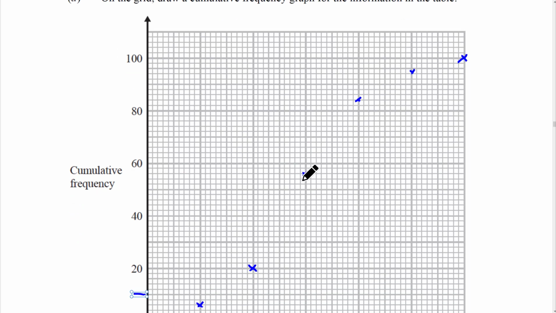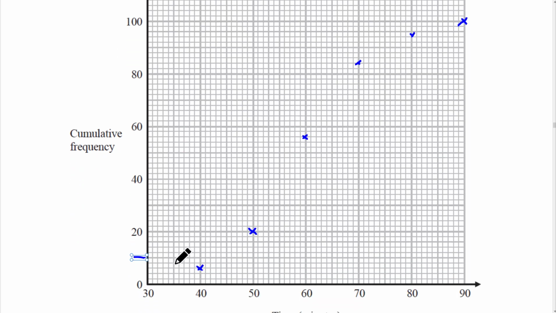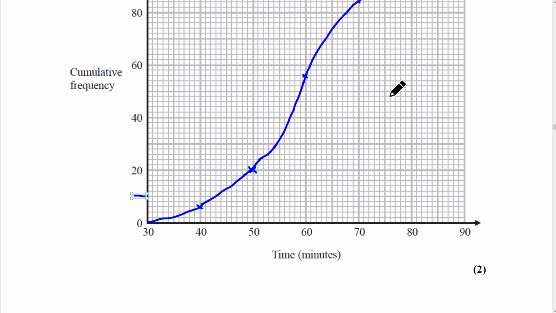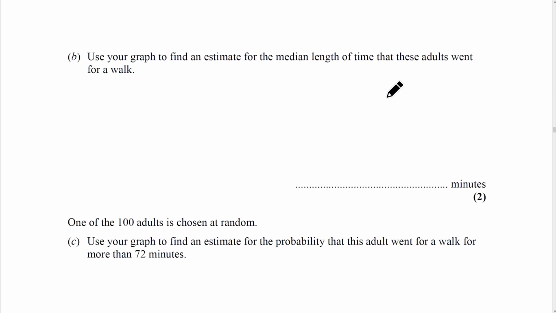Okay, so I plotted those points. Oh, this graph does not start at 0, so that's fine. So remember, smooth line here. Okay, that's how we do that. That's a bank of 2 marks in your pocket.